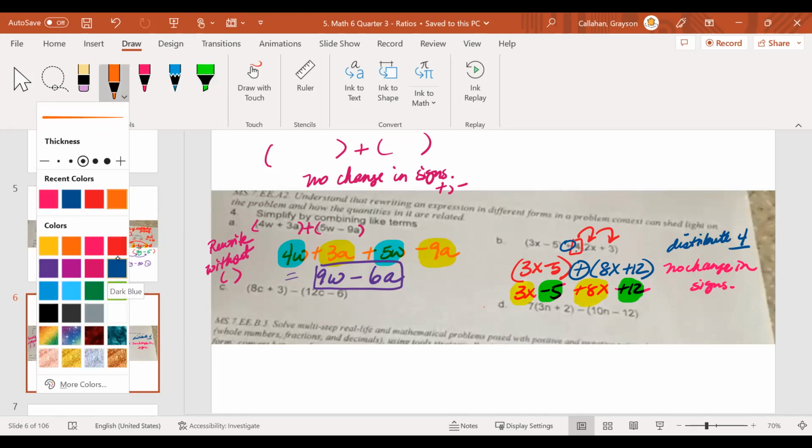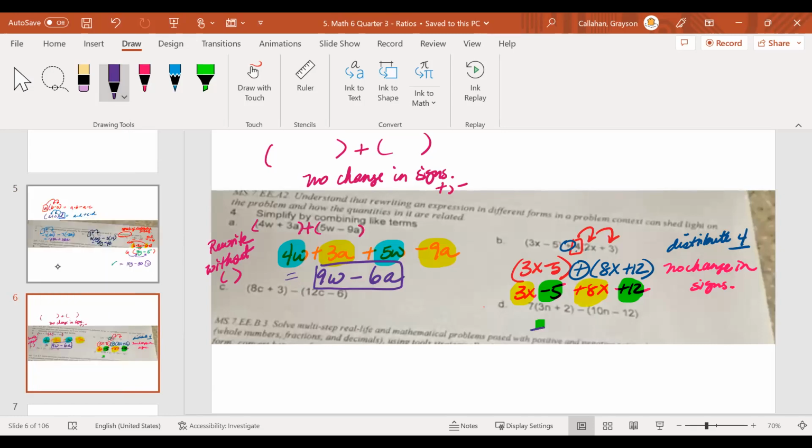Okay. What did the greens have? Why did they combine the greens together? There's no X's. You see that? So look at the yellows. 3 plus 8 X's. Negative 5 plus 12 is? And that's your answer. Okay.